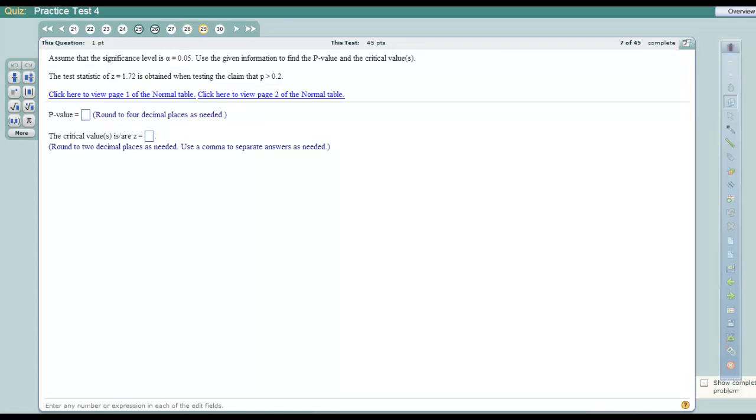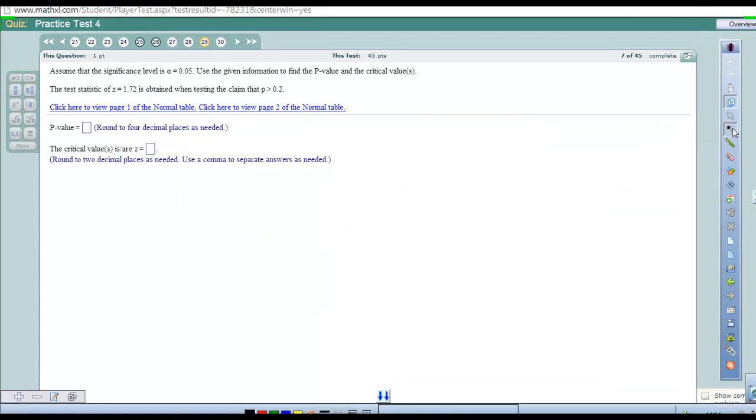All right, assume that the significance level is alpha equals 0.05. Use the given information to find the p-value and the critical values. Okay, the test statistic of z equals 1.72 is obtained when testing the claim that p is less than 0.2. Okay, so if our claim is p is less than 0.2, that's the alternative hypothesis. Oh, it's greater than, I'm sorry. Okay, greater than. Okay, the null hypothesis is p is equal to 0.2.